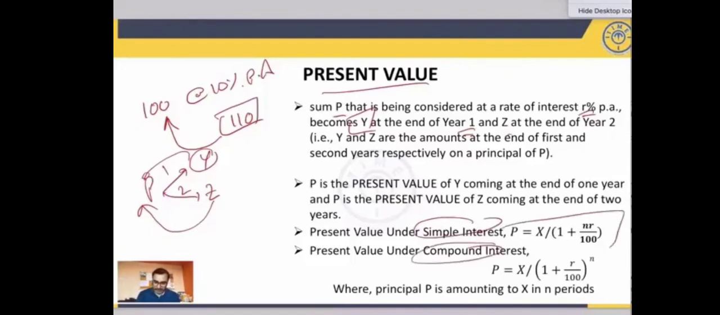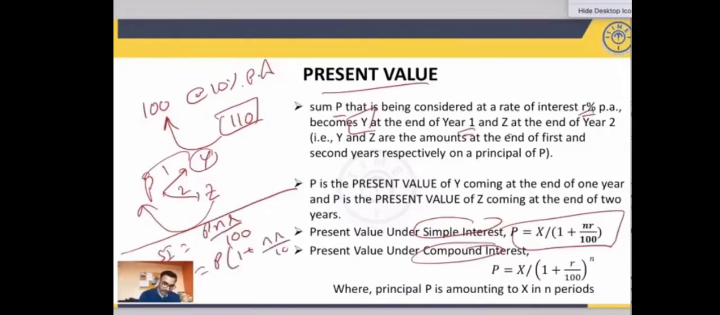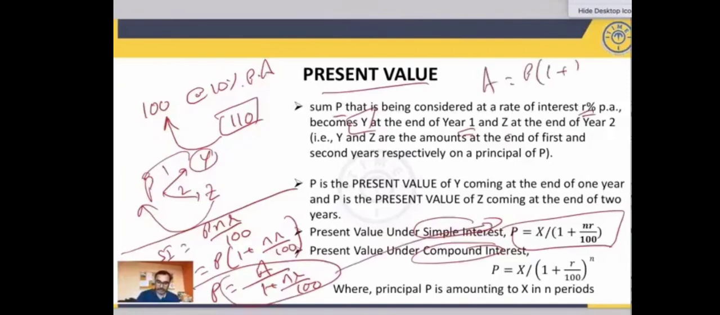Under simple interest, just look at the formula. SI is nothing but PNR by 100. So the amount is P into 1 plus NR by 100. So the present value is nothing but the amount divided by 1 plus NR by 100. Under compound interest, the formula is A is equal to P into 1 plus R by 100 whole power n. So the present value P will be equal to A divided by 1 plus R by 100 whole power n. That's what you have to do.